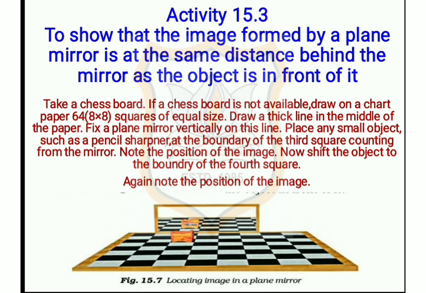If a chess board is not available, draw on a chart paper 64 squares, 8 by 8, of equal size. Draw a thick line in the middle of the paper. Fix a plane mirror vertically on the line. Place any small object such as a pencil or sharpener at the boundary of the third square, counting from the mirror. Note the position of the image. Now shift the object to the boundary of the fourth square. Again, note the position of the image.